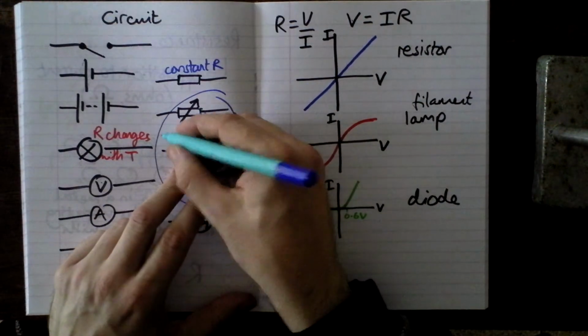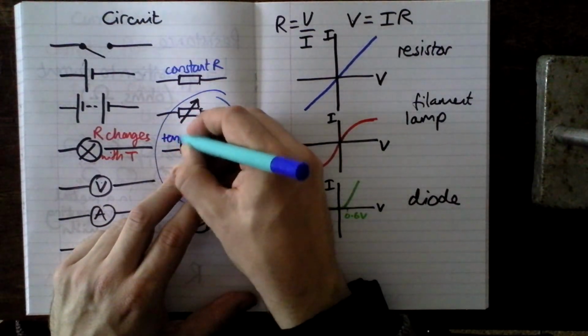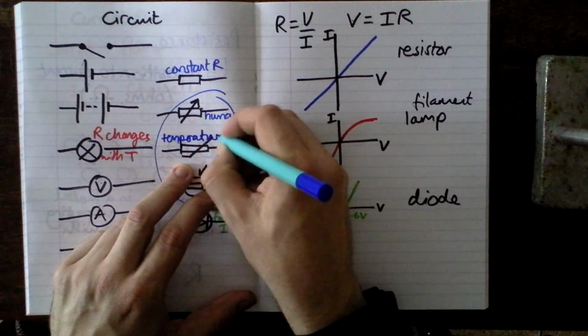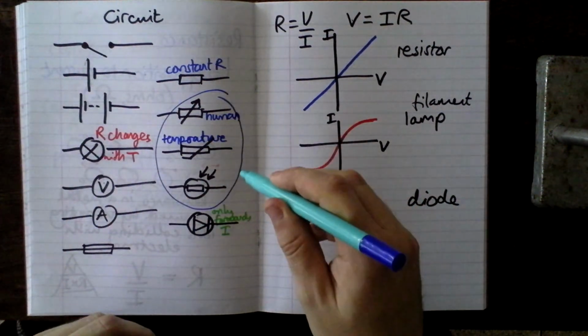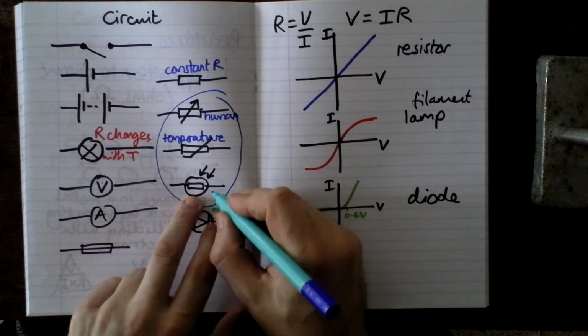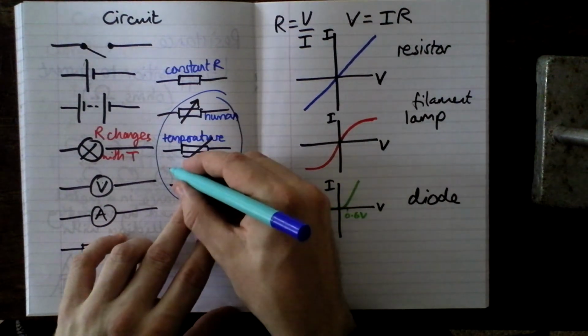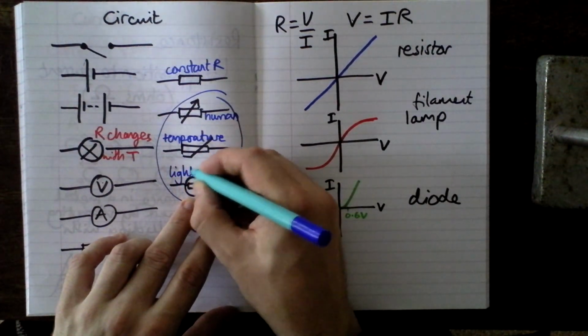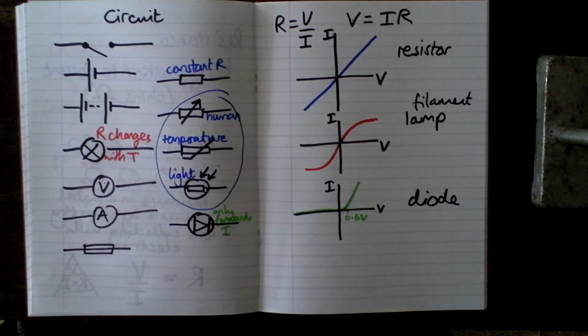This is a thermistor. Its resistance changes because of temperature. If it gets hot, its resistance goes down, which is really useful if you want to set a thermostat to switch the heating on if you get too cold. And this LDR, this light-dependent resistor, it changes its resistance with light. So the brighter the light, the lower the resistance. Again, you could use that to set up a circuit that would automatically turn lights on if it got too dark.